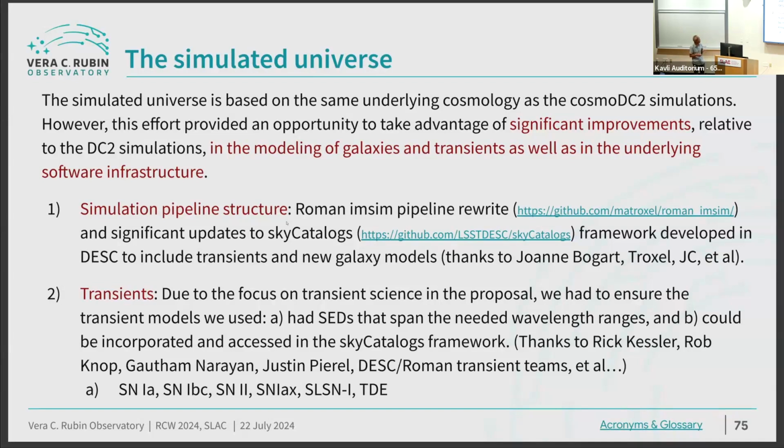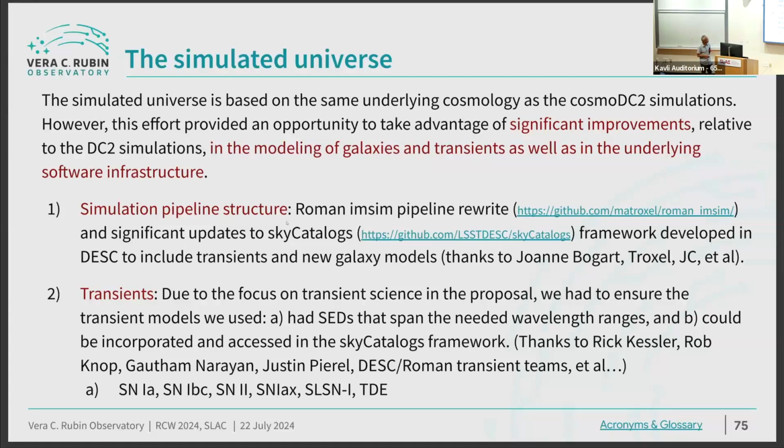So on the software infrastructure side, one of the infrastructure improvements DESC has been putting together is this package called SkyCatalog, which allowed us to define the input models for the simulations for the different instruments in a unified way, to make it easier to run the simulations in the same way, both for the Roman and for the Rubin simulation. And this also entailed a bit of a rewrite for the Roman image simulation pipeline that Troxel put together for his DC2 simulation.